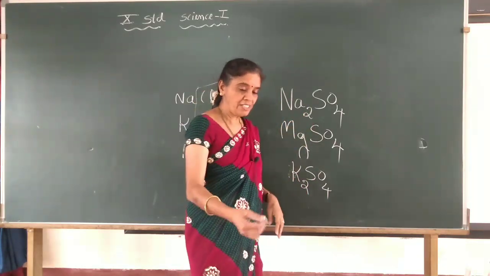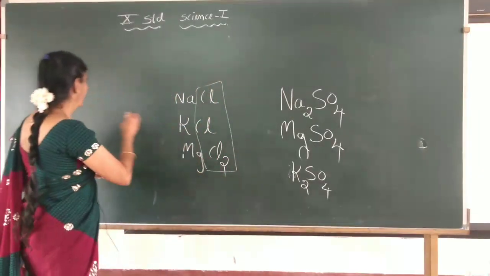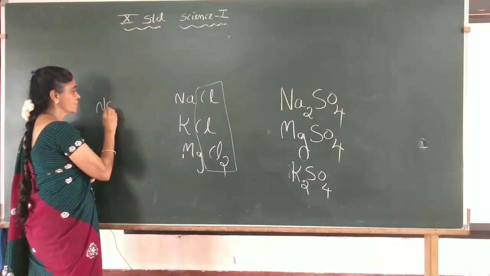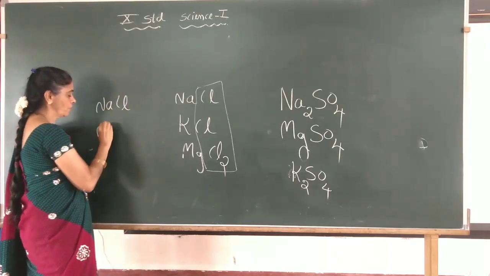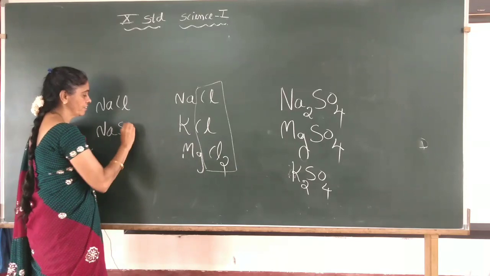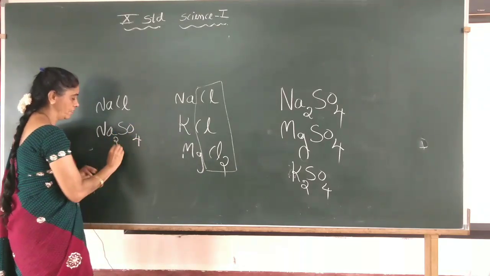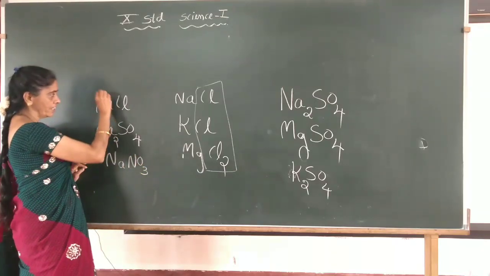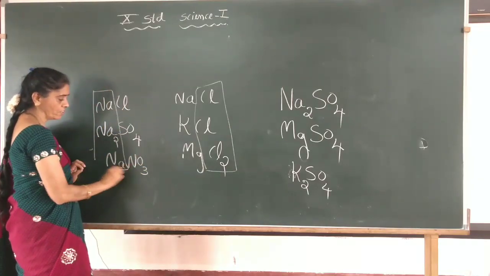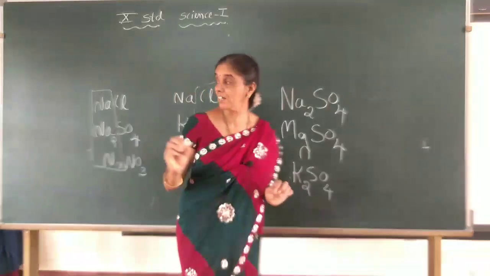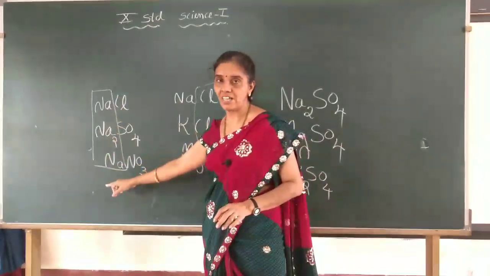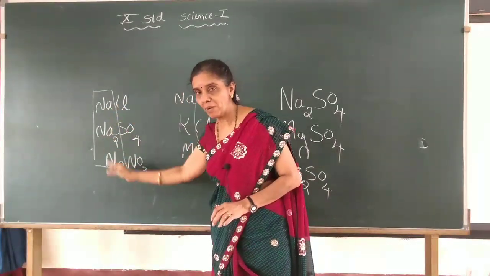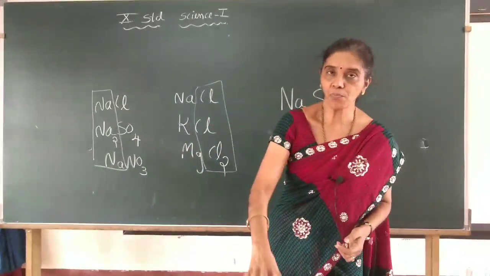In the same manner, take one more group where the cation is the same. Sodium salts I will take: sodium chloride, sodium sulfate, sodium nitrate. Here the cation sodium is the same, so it is one group of salts. In this way we have a variety of groups of salts.